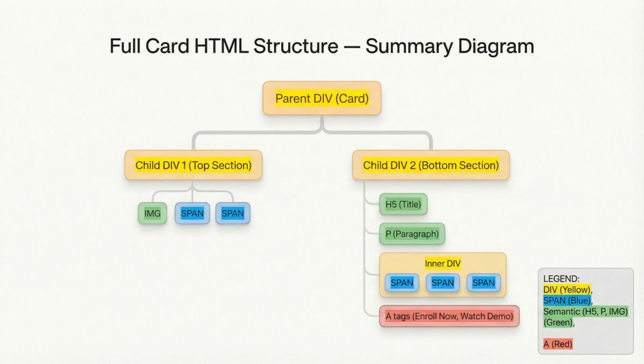Notice the pattern. Divs are containers, spans wrap text, semantic tags like headings and paragraphs carry meaning, and anchor tags handle navigation. This isn't arbitrary. Each tag choice is driven by what that element does. Structure first, then CSS styling later. Once the structure is solid, applying CSS becomes straightforward.